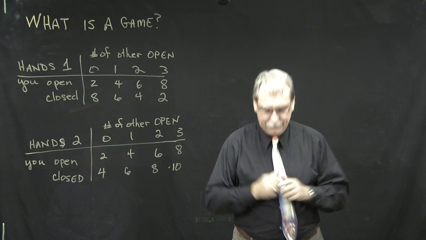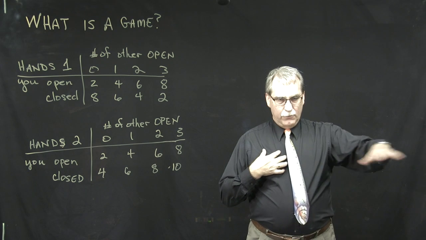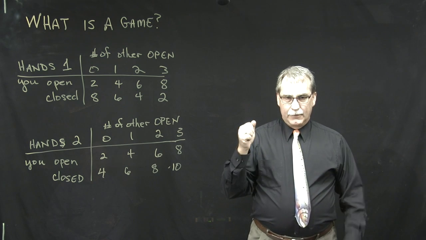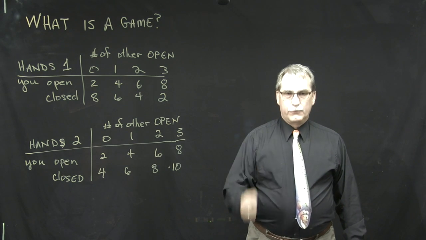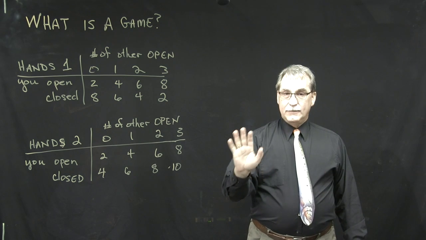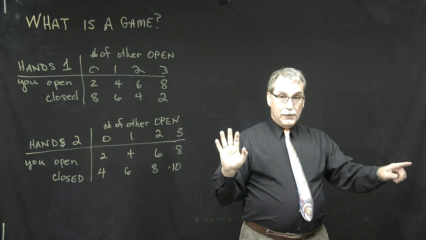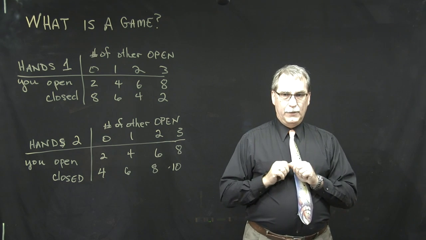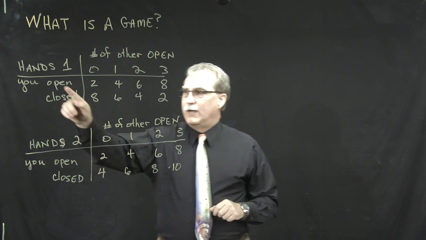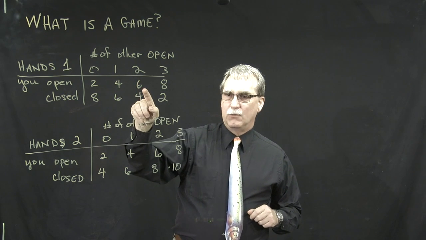So for example, suppose I'm playing the game with 3 other people. We count 1, 2, 3, open. I see my open hand, but that doesn't really matter. I look at the other 3 people and I see 2 of them with open hands. So I have an open hand. I see 2 other people with open hands, so I score 6 points.